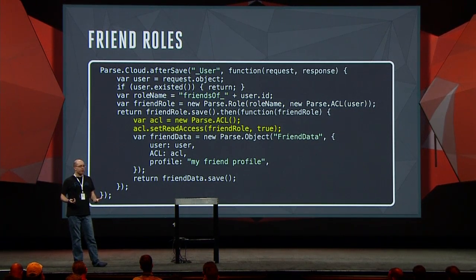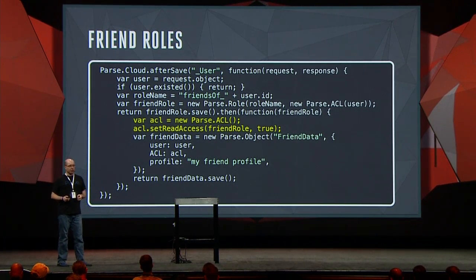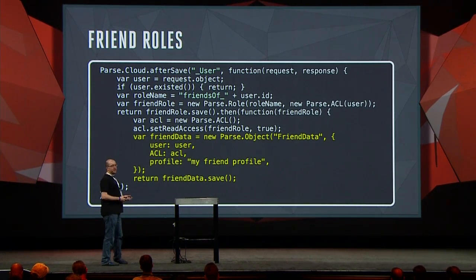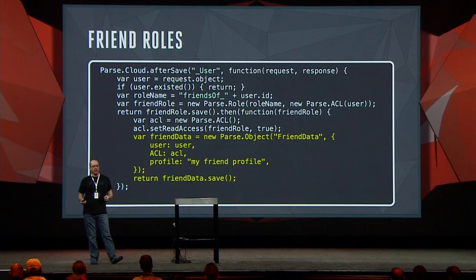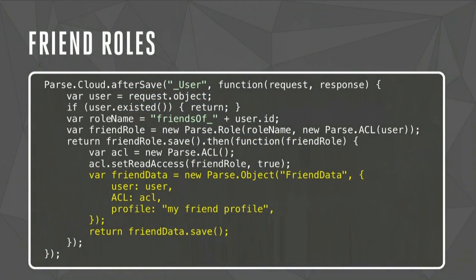Then once we have this role that represents this user's friends, we can create a new access control list that sets only read access for that role. And then we can create this object that represents the friend data. We can put whatever data we want in it, and then we secure it with that access control list. And then we save the friend data. So what this does is every time a user is created, it automatically sets up that one-to-one relationship, and it sets up all the access control lists and the roles so that they now have both their user object and a friend data object that is public to just people who have friended them.